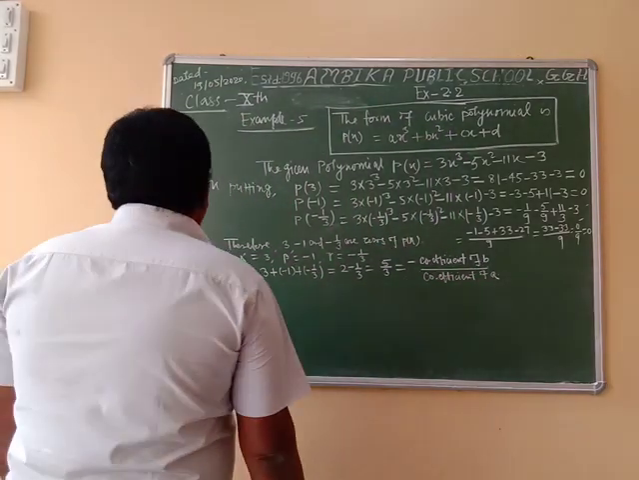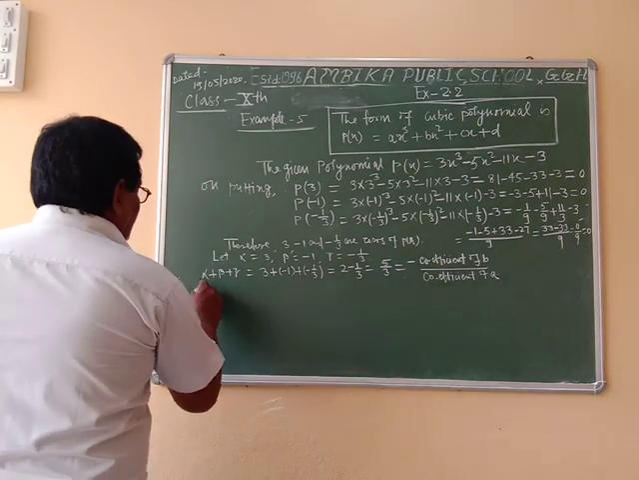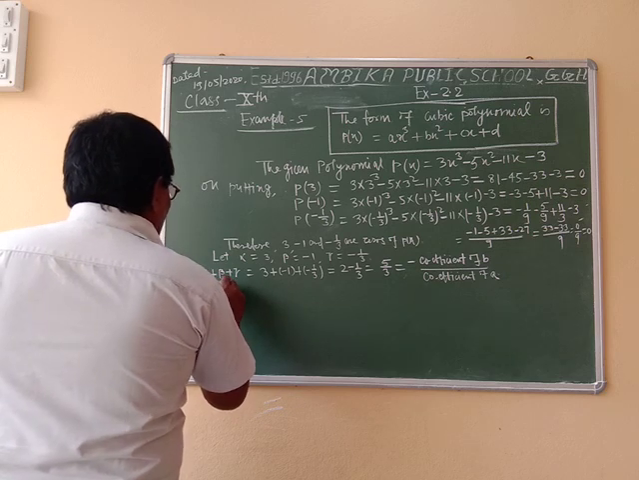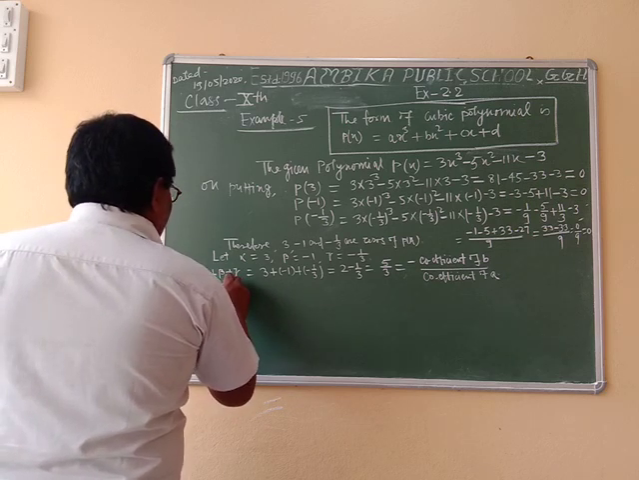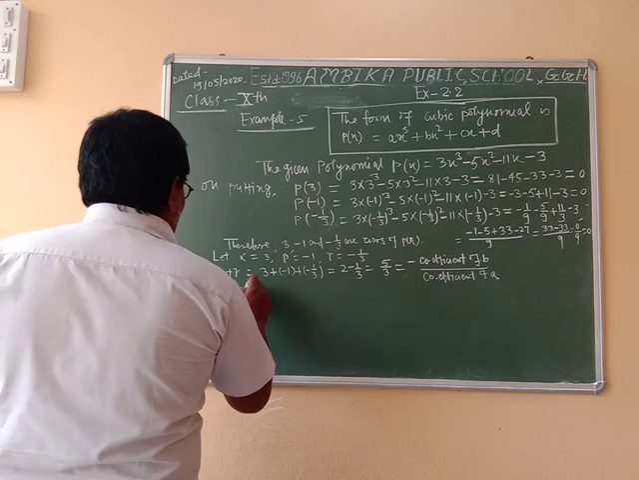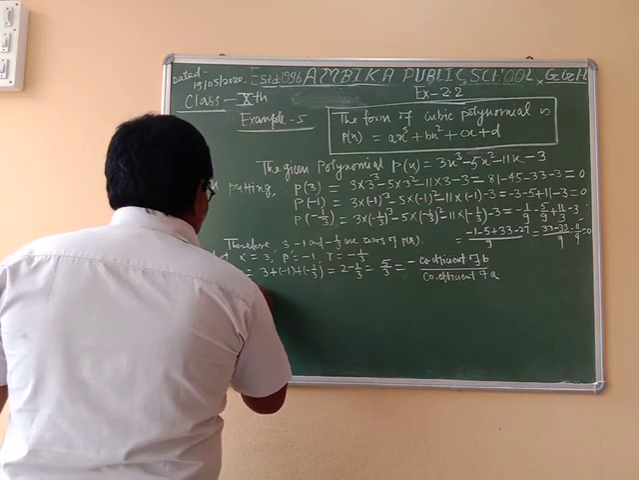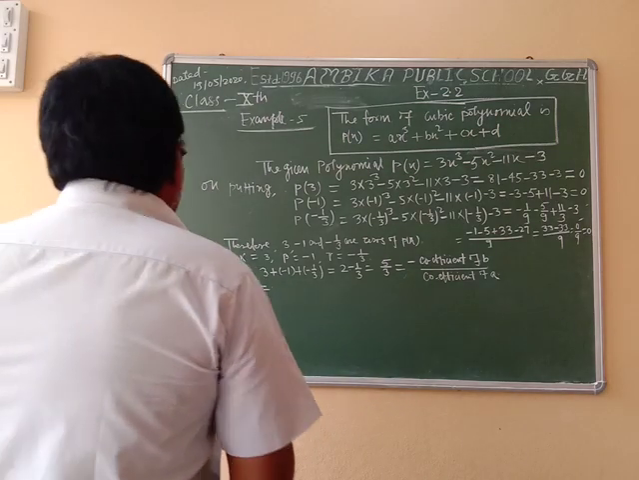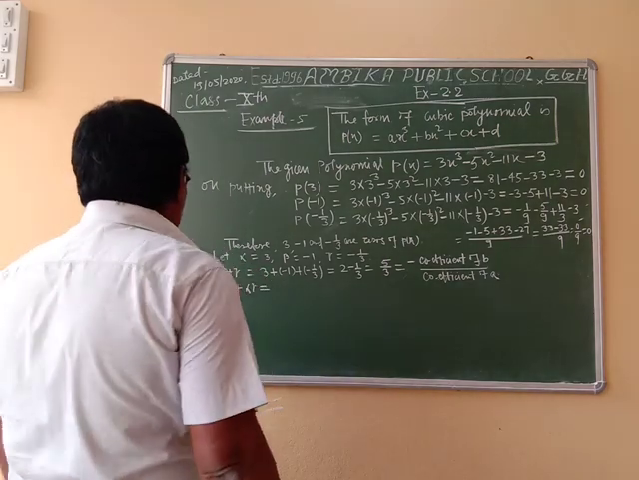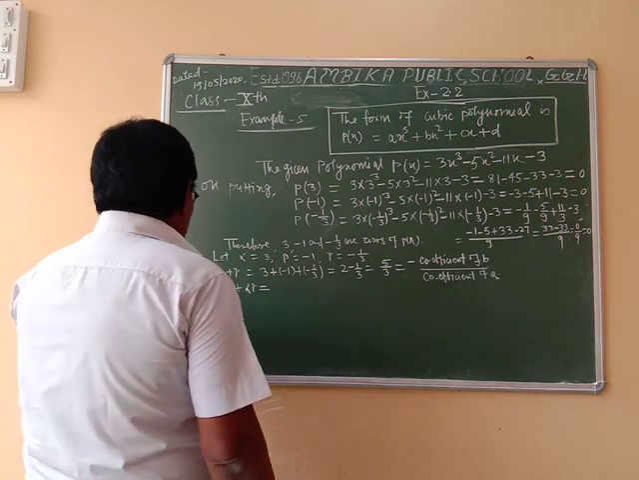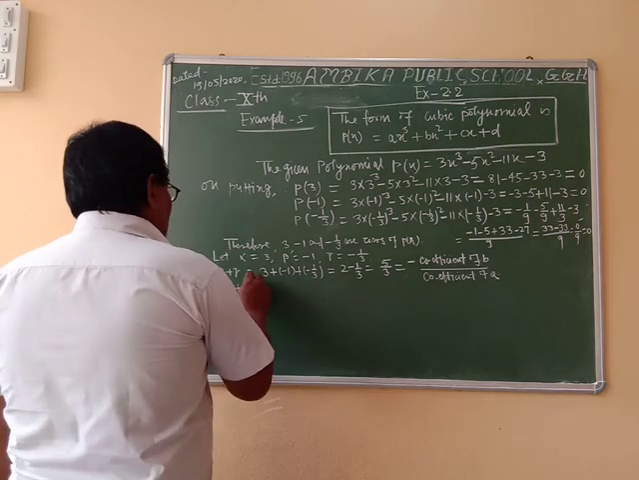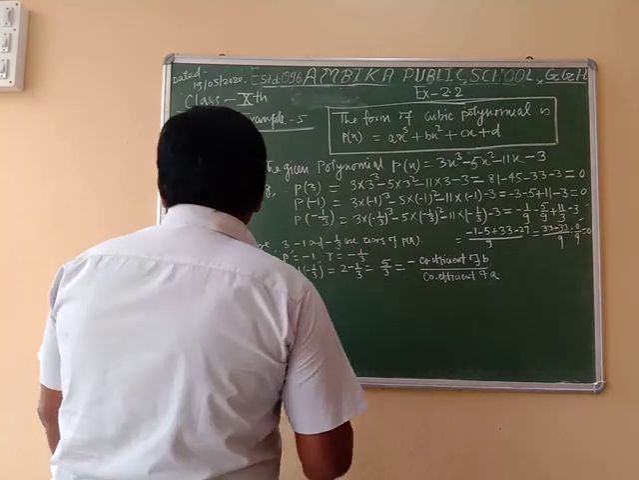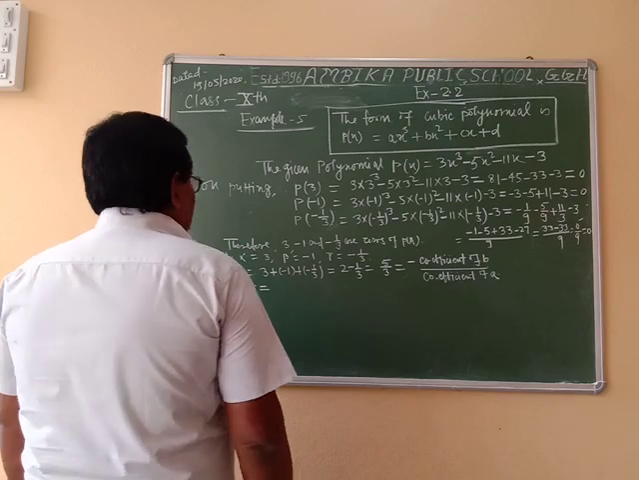And now we find the value of alpha beta plus beta gamma plus alpha gamma. These are Greek letters which are used for zeros of the polynomial: alpha, beta and gamma.